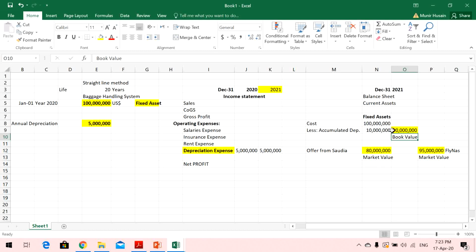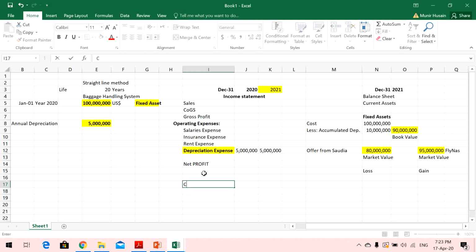If it is less, it means there is a loss. And if you sell it at this price, the value was 90 million, but you sold it to Fly Nas for 95 million, which means you made a profit, or we call it gain, fayda. Loss is khasara. So you either make a loss or a gain on disposal of a fixed asset. This is our fixed asset, remember.